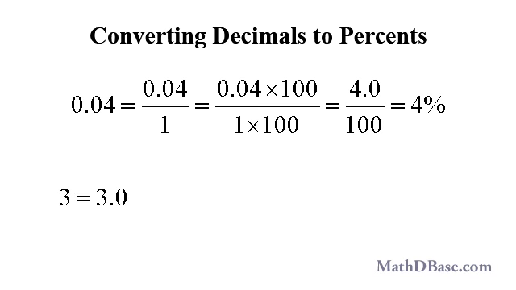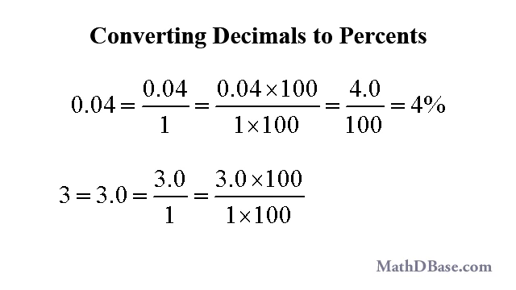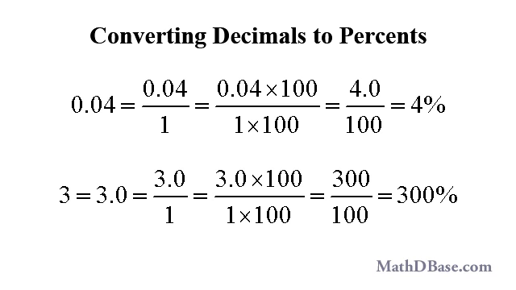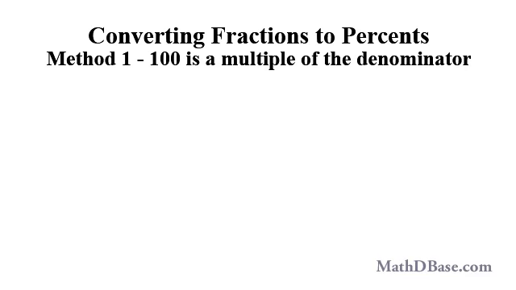3, which can be written as 3.0, can also be written as the fraction 3.0 over 1. Then multiply top and bottom by 100, which will move the decimal point over 2 places, giving us 300 over 100, or 300%. To convert fractions to percents, we can use one of 3 methods.